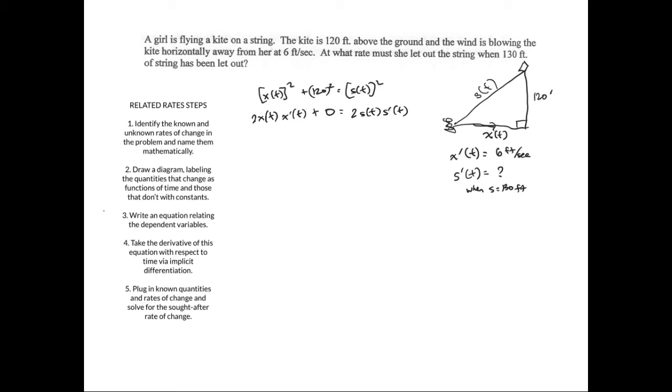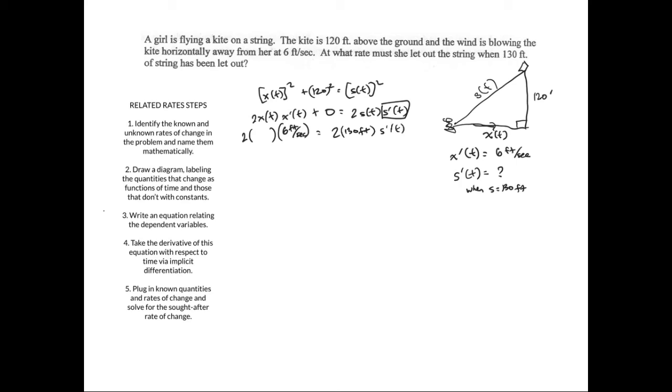And I'm going to plug in what I know. Now the thing I'm trying to find is S prime. So I need X, I need X prime, I need S. So I'm given directly in the problem that X prime is 6 feet per second. I'm not given X directly, so we're going to come back to that. I'm given S of t directly at the instant at which I care, and I'm trying to find S prime.